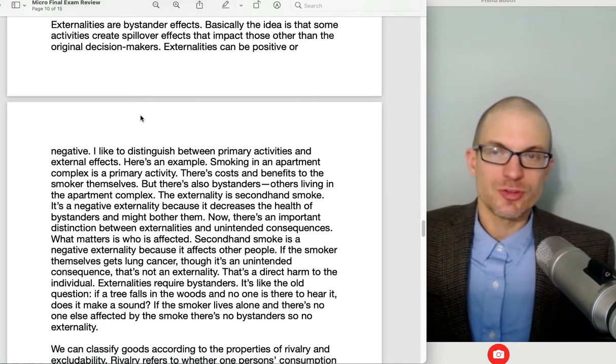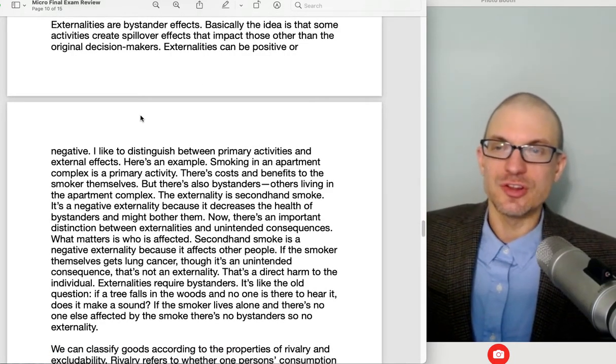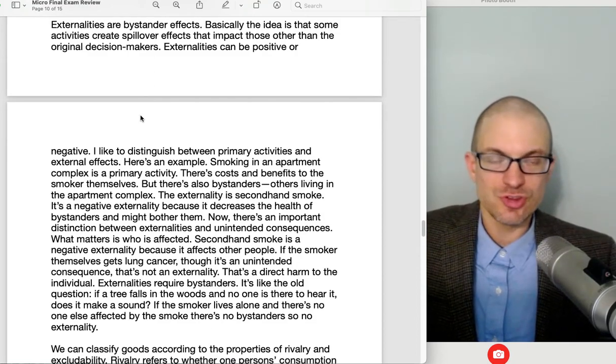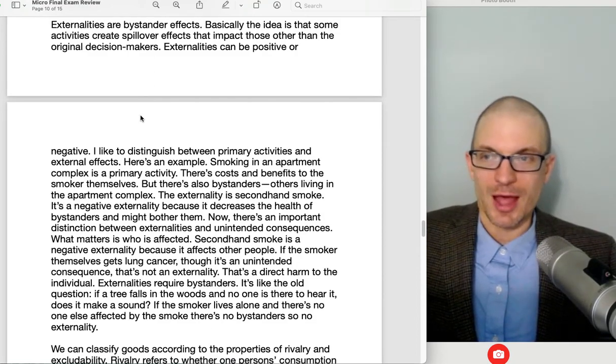Another concept we want to talk about is externalities. Externalities are bystander effects. Basically, the idea is that some activities create spillovers that impact those other than the original decision makers.